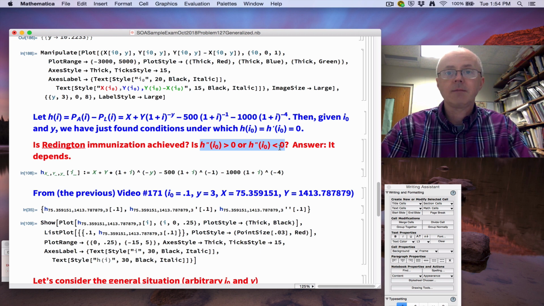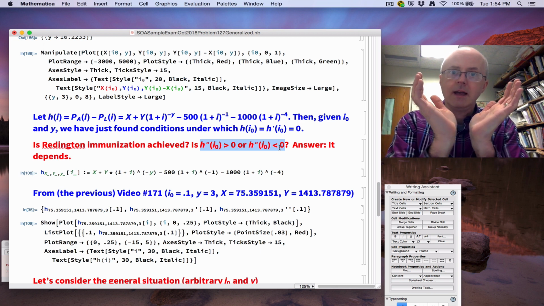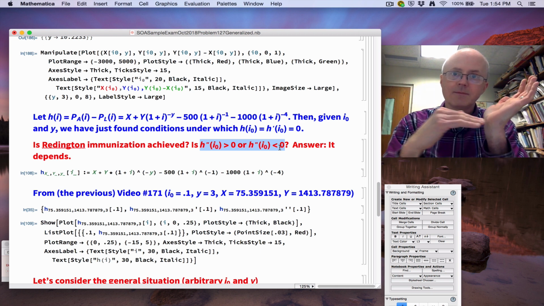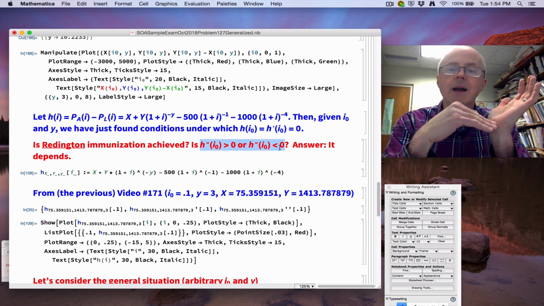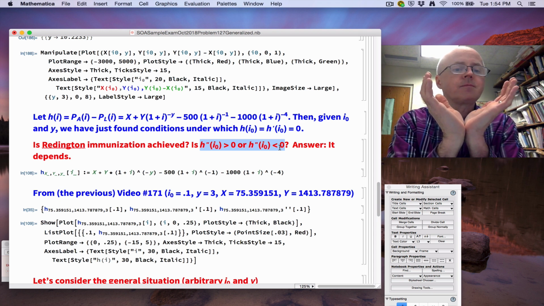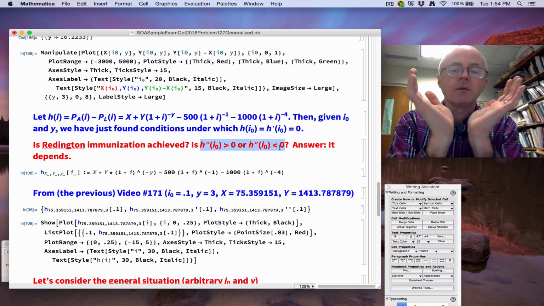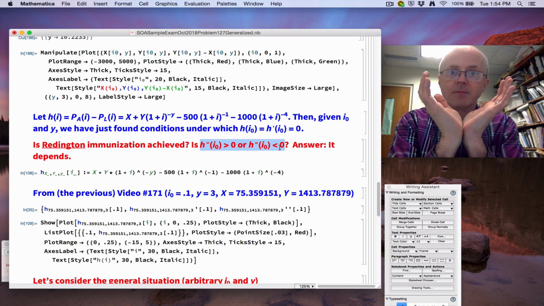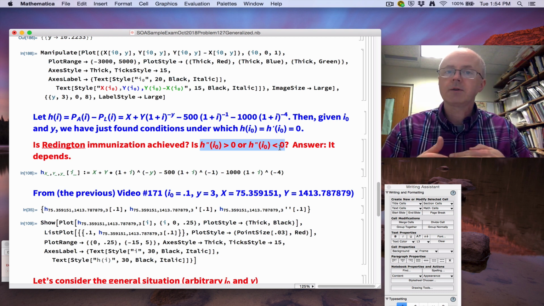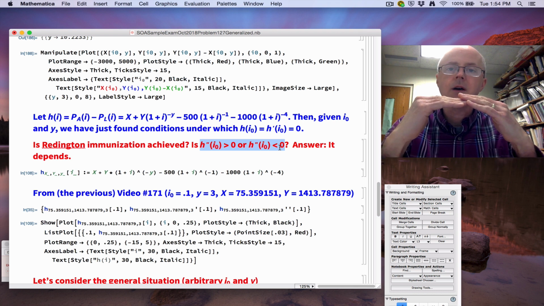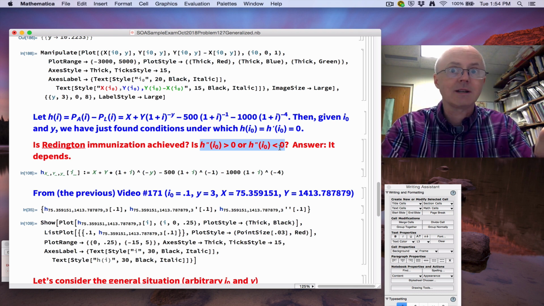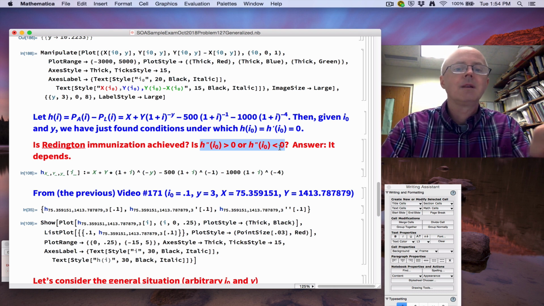If it's positive, that means the graph is concave up. And since we already know it has a 0 and a critical point at I0, because we'll set the function and the derivative equal to 0, it's going to have a local min at I0 when the second derivative is positive, and that means Redington immunization will be achieved. Or is the second derivative negative, meaning the graph is concave down, and it's like the opposite of Redington immunization? It's definitely not achieved.